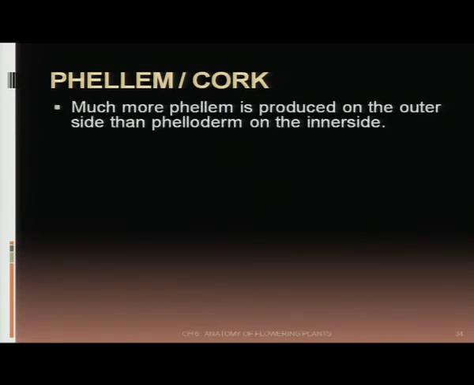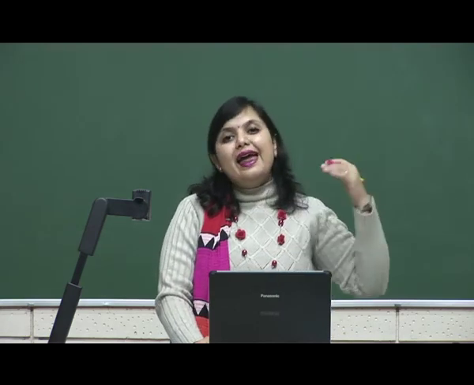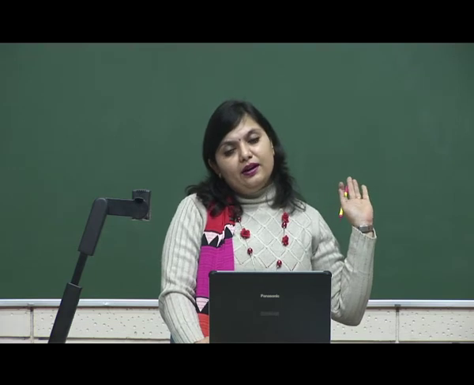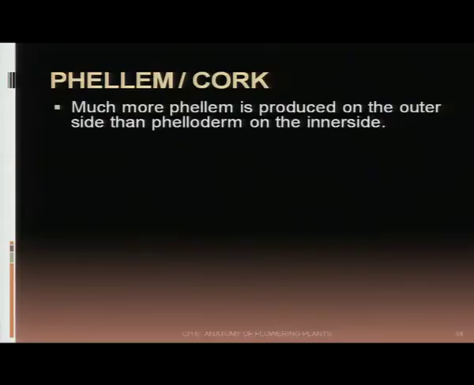Talking about the properties of the phellem, or the cork, much more phellem is produced on the outer side than phelloderm on the inside. You remember the vascular cambium, it worked just the opposite. It produced more xylem towards the inside and lesser phloem towards the outside. On the other hand, this phellogen, that is the cork cambium, is working in an opposite manner. It is producing more phellem on the outside and less secondary cortex towards the inside.